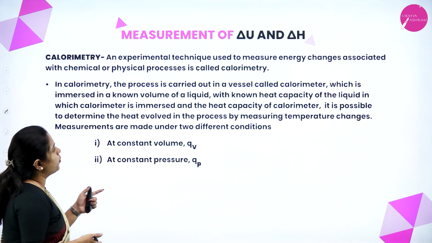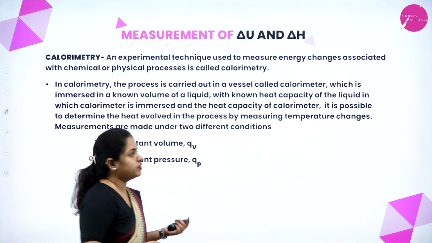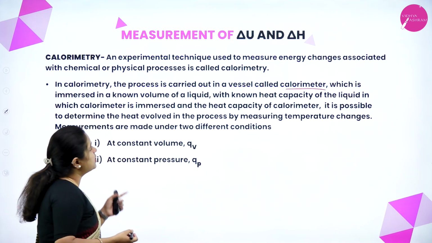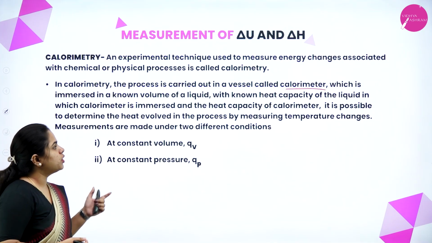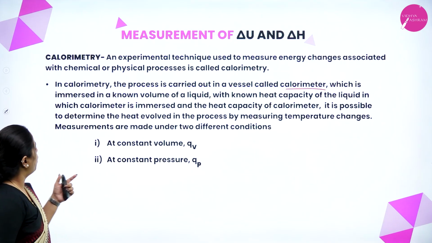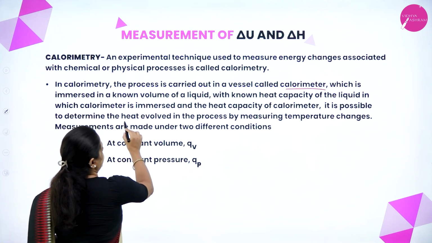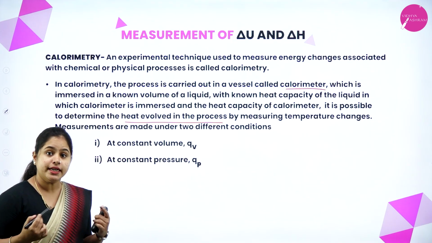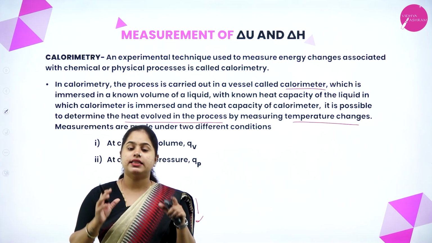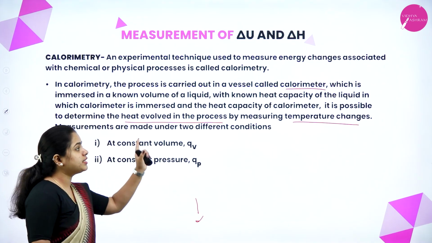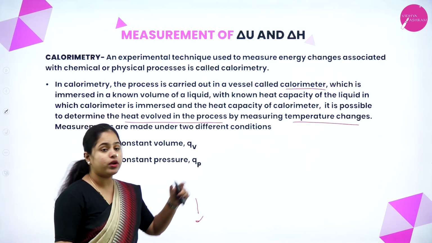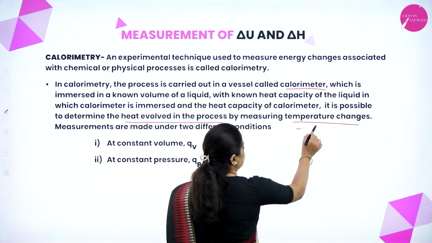So in calorimetry, the process is carried out in a vessel which is called a calorimeter. The calorimeter is immersed in a known volume of a liquid with known heat capacity, and it is possible to determine the heat evolved in the process by measuring the temperature changes. Okay, so we can calculate the heat evolved or heat absorbed in the process, right? And how can we measure it? By using the temperature changes.